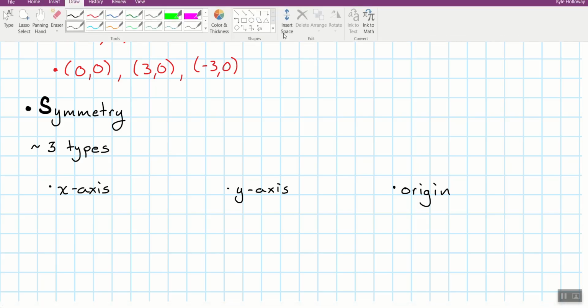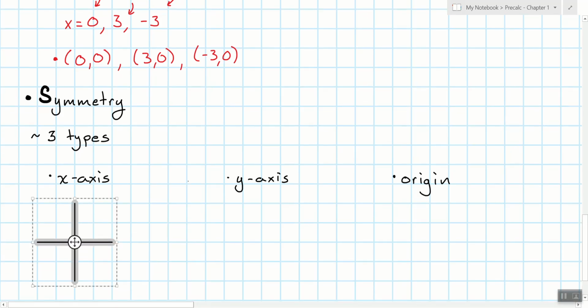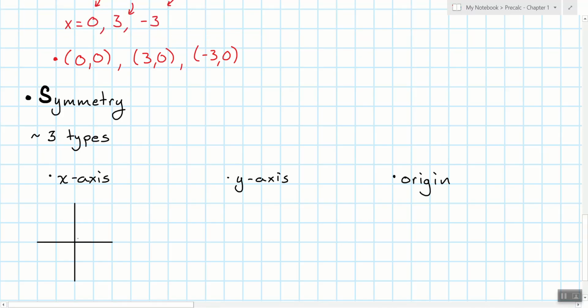Let me undo that. And I'm going to get my lovely scale again. Decided I kind of hate this. All right, so check it out. If I want something with x-axis symmetry, and we'll do one that looks kind of realistic, that's not what it's supposed to be doing. There we go. Okay, we'll pick a different color, I suppose.